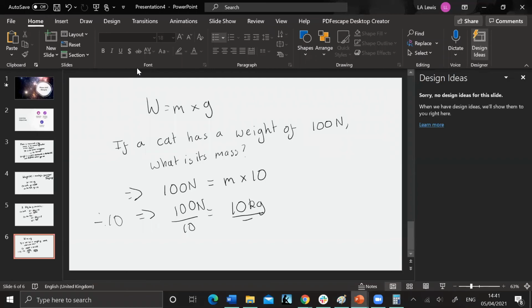So it's nothing more complicated than that with mass and weight. It's just knowing the difference, okay?